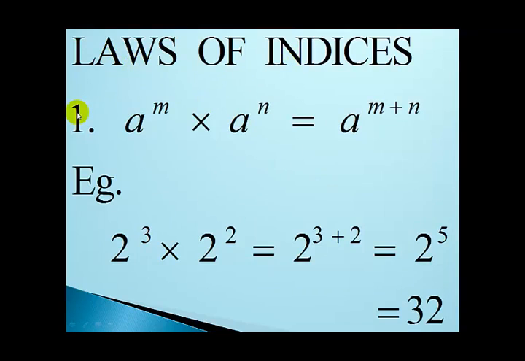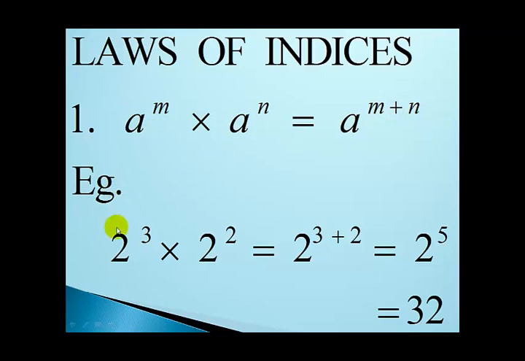Law number 1. a^m times a^n is equal to a^(m+n). That is when you have numbers or variables of the same base multiplying. You keep one of the bases constant and add the exponents together. And so a^m times a^n is equal to a^(m+n).